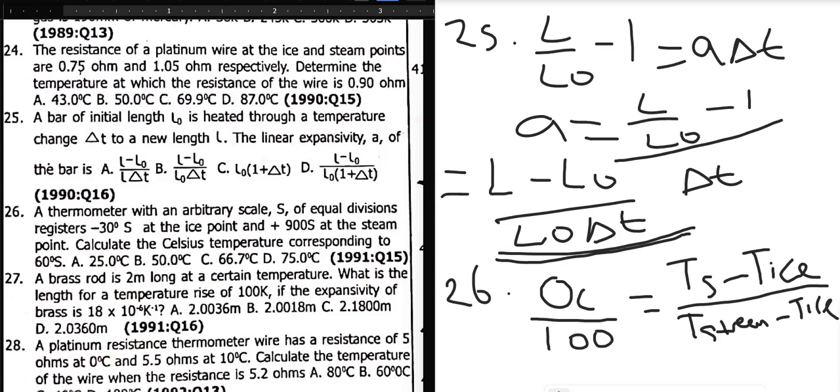So when you do your multiplication and everything, you cross multiply and you get your answer. But this is the formula to use. This degree Celsius is what you are looking for, over 100, we now equate it to Ts minus T ice over T steam minus T ice. Ts here is 60, T ice is minus 30, T steam is 90, and T ice again is what? Is minus 30. That's the equation. Thank you.